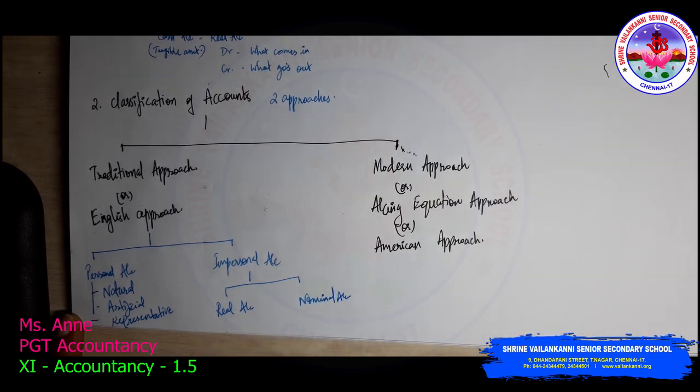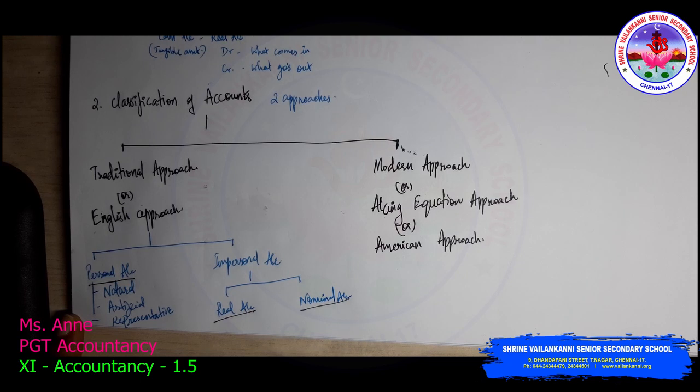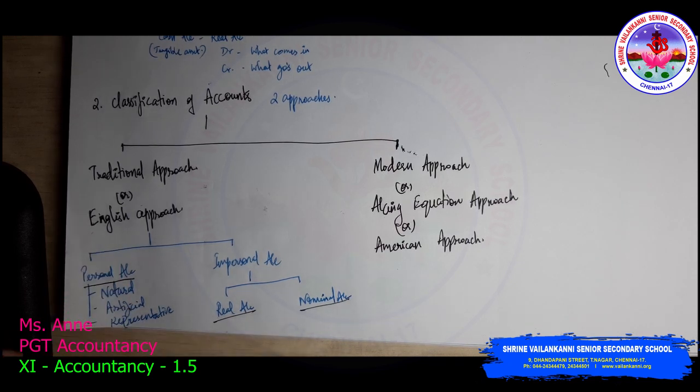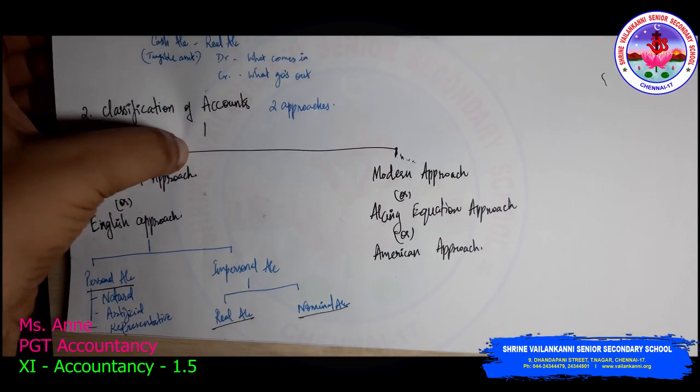We have already studied the rules for personal account, real account and nominal account. So we are going to learn in depth what it all means. Modern approach I'm going to come to a little later. First we will study the traditional approach, do one problem related to traditional approach, and then move on to modern approach.